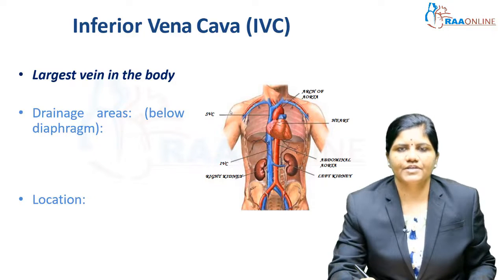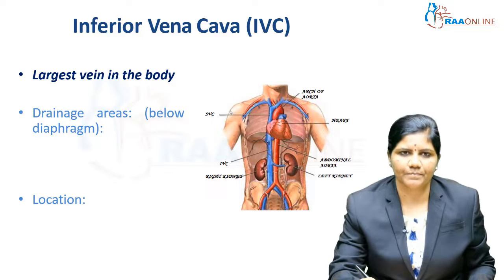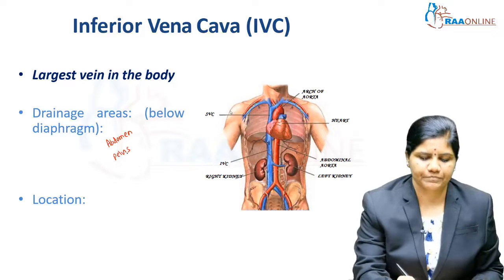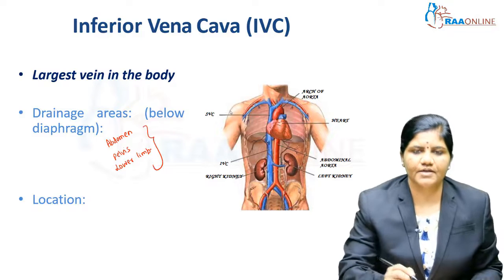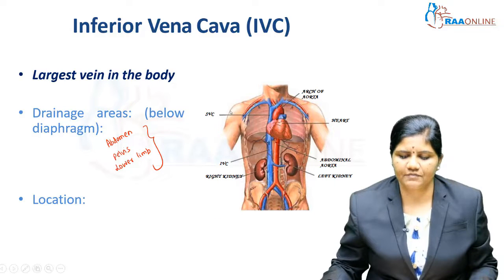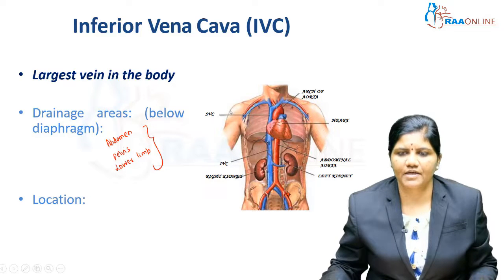Let's see the inferior vena cava first. Inferior vena cava is the largest vein in our body. The drainage areas are most of the abdomen, pelvis and the lower limb. So these are the drainage areas just below the diaphragm. In this picture, this blue color is the inferior vena cava. This is the diaphragm. So the part of the abdomen below the diaphragm as well as the pelvic cavity and the lower limb, these are the areas that drain into the inferior vena cava.